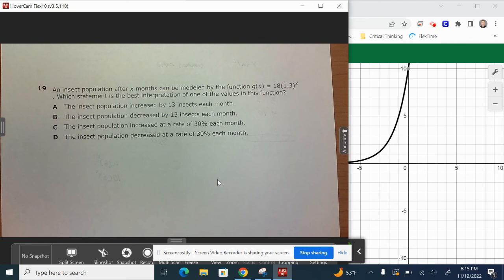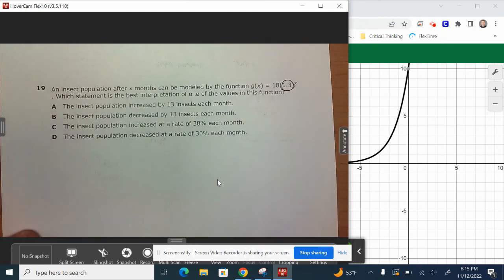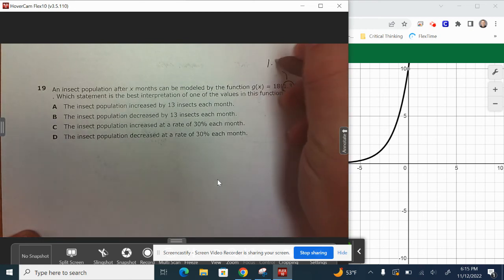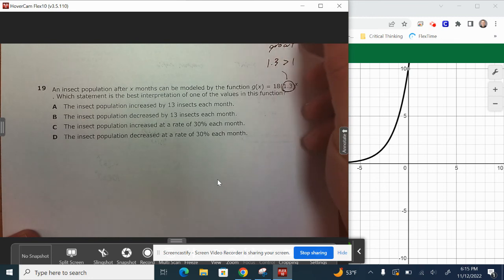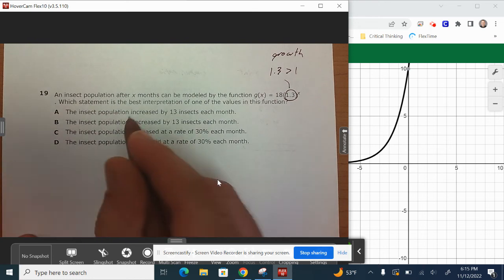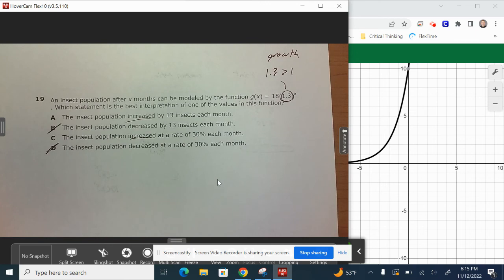Well, if I look, I got 2 increases, I got 2 decreases. So I know I'm dealing with growth and decay. So let me look at this number inside the parentheses, because that's what tells me growth or decay. Well, this 1.3, that's bigger than 1. So since it got bigger, that means it grew, because we always start at 1. It grew, we're growth. So we need to increase. So I'm looking right there. I know I'm increasing. I can get rid of the ones with a decrease on it.